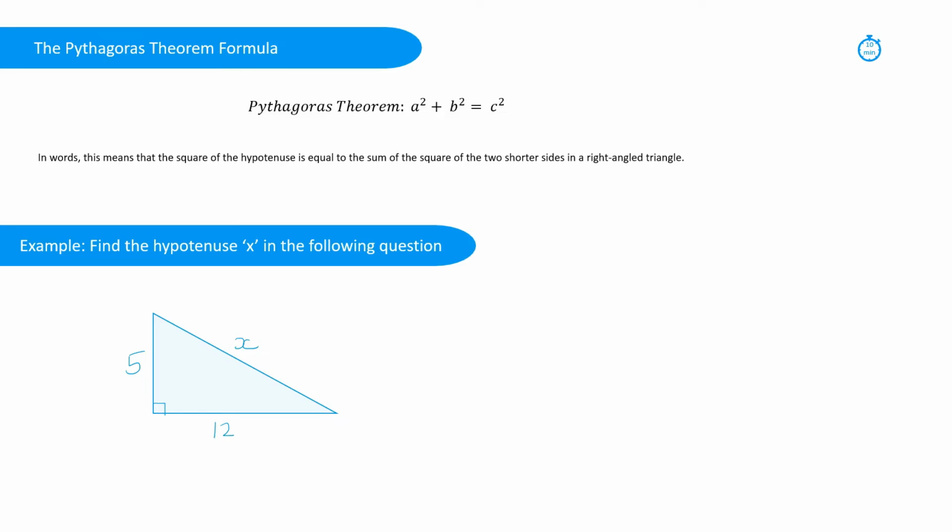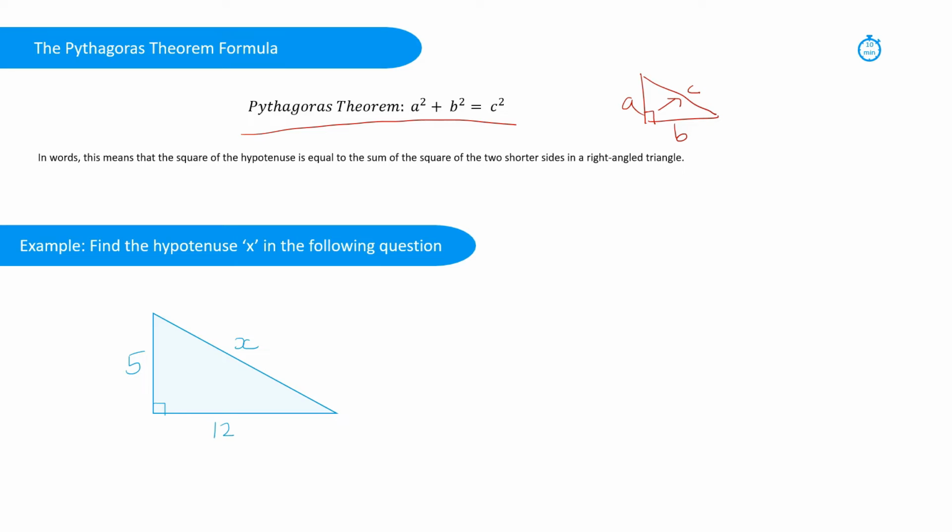All right, so as we just looked at, the Pythagoras theorem is that A squared plus B squared equals C squared, where A and B are the smaller sides of a right angle triangle, and C is the hypotenuse, which is opposite the 90 degrees and the longest side in a right angle triangle. So let's look at an example. Find the hypotenuse X in the following question.